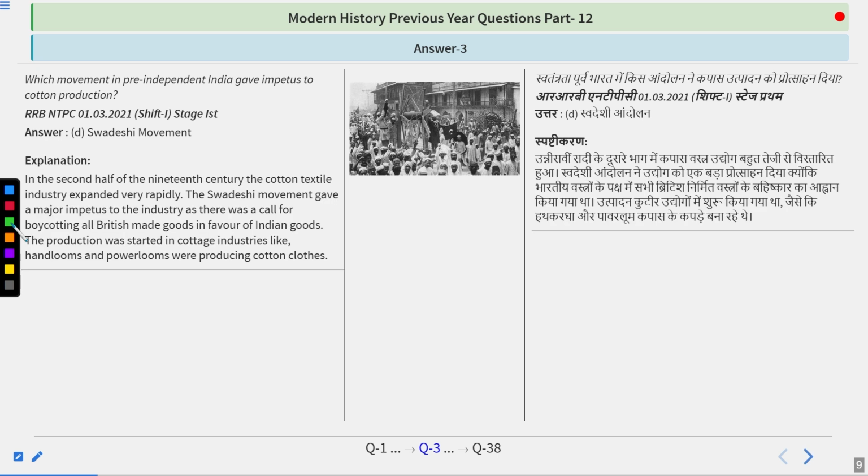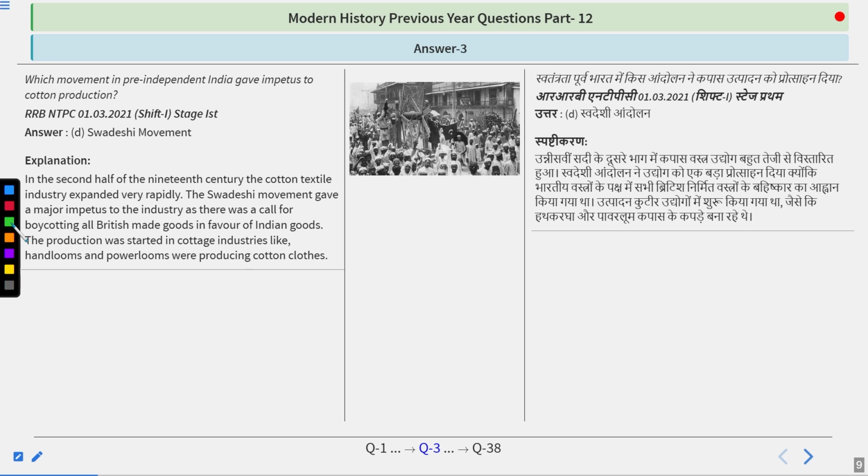In the second half of the 19th century, the cotton textile industry expanded very rapidly. The Swadeshi movement gave a major impetus to the industry, as there was a call for boycotting all British-made goods in favor of Indian goods. Production started in cottage industries, and handlooms and power looms were producing cotton cloth. So do remember, the answer is Swadeshi movement.